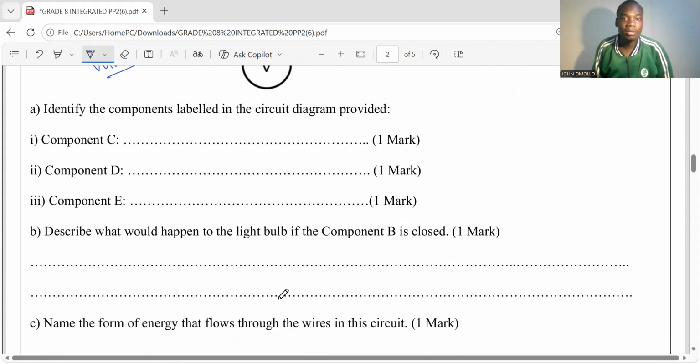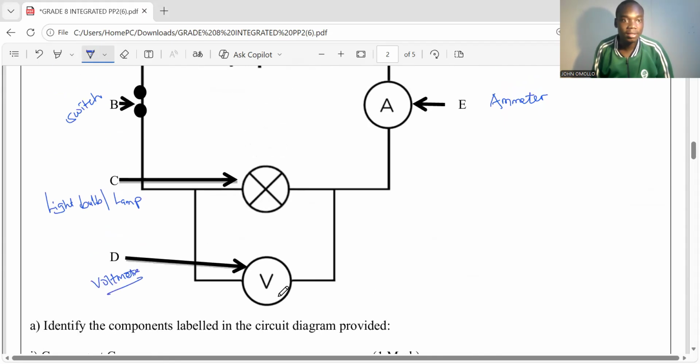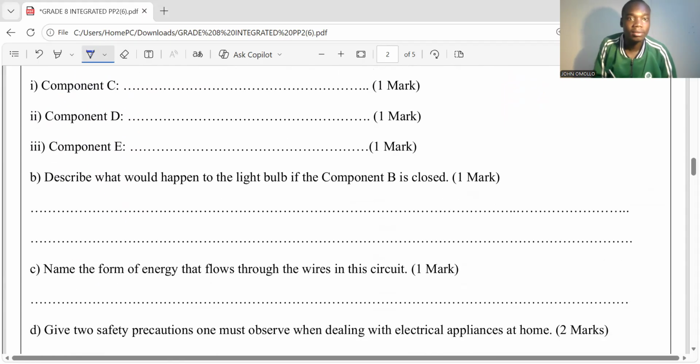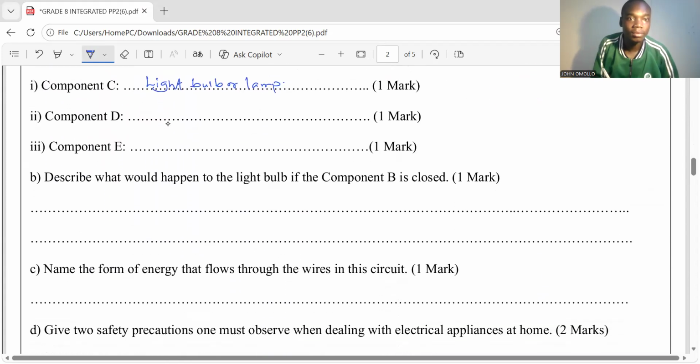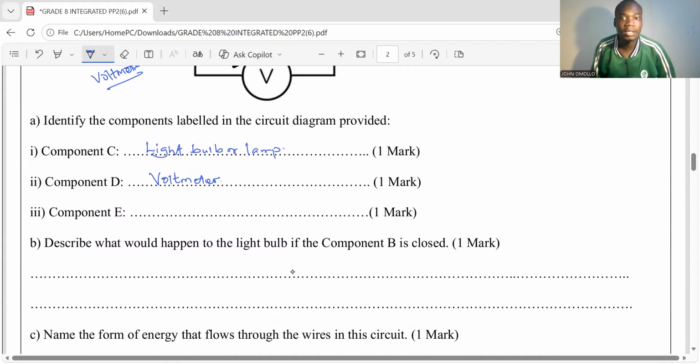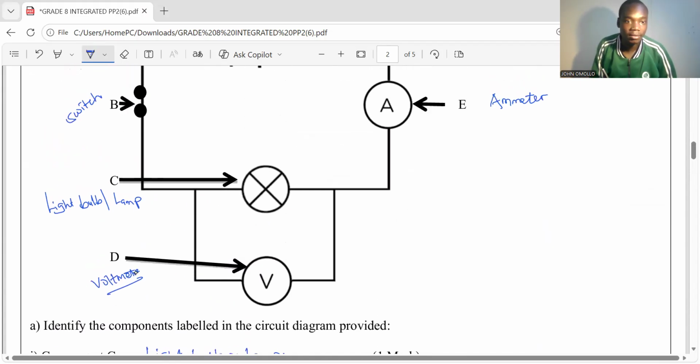Identify the components labeled in the circuit diagram provided. Component C, where is it? That is a light bulb. So we're going to have light bulb or lamp. D, which one is it? D, that is voltmeter. So we're going to have voltmeter. Component E, that is ammeter.